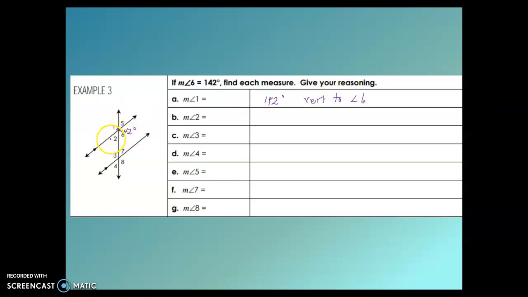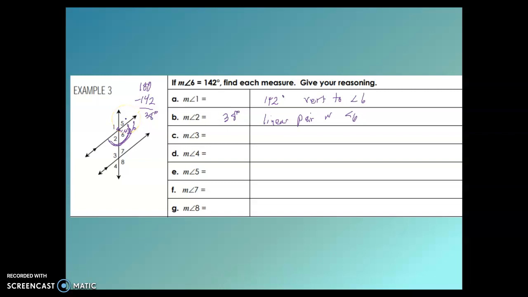Well, if angle 6 is 142, I know that its linear pair is angle 2. So I'm going to take 180 degrees and subtract 142, and that will tell me that angle 2 is 38 degrees. So measure of angle 2, I guess I could write that right there, 38 degrees. And my reasoning is it is a linear pair with angle 6. Now, if this one is 38 degrees, using the vertical angle theorem, I also know angle 5.